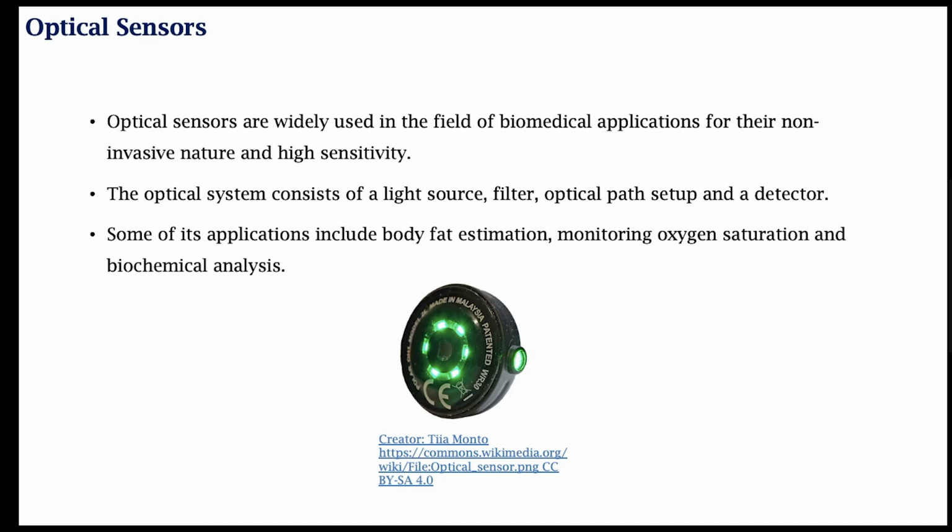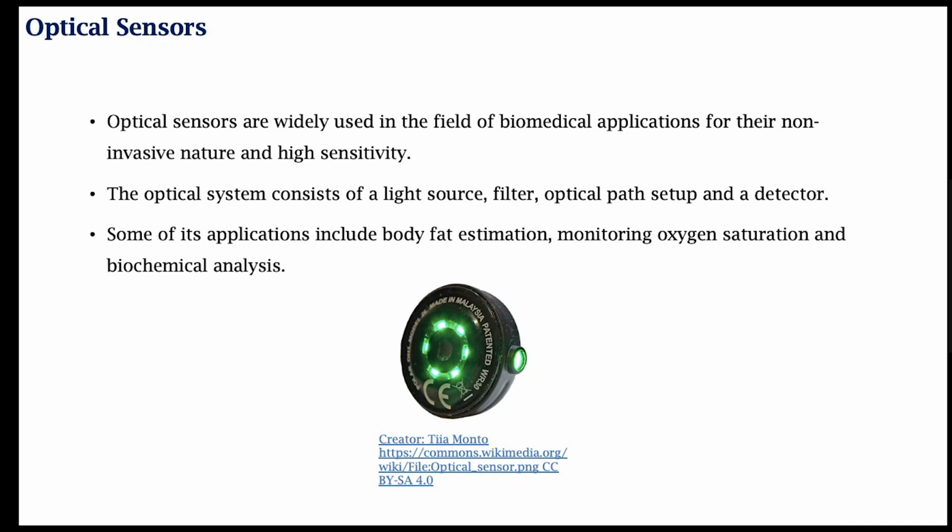They will not involve placing something inside. So we apply light from outside, we measure outside. So both the light source and the detector are outside the body. So they are non-invasive. That means that it is safe for biomedical use.